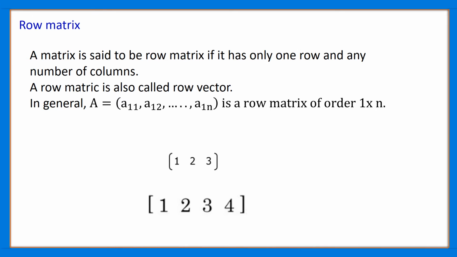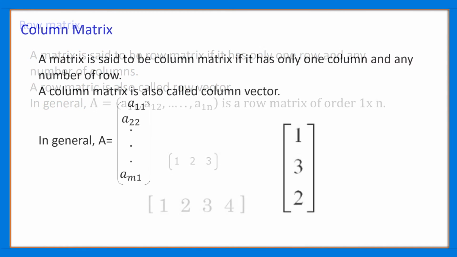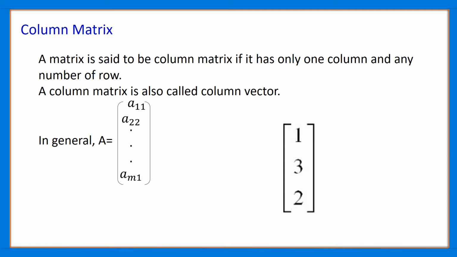The next type of matrix is the column matrix. Okay. A column matrix is nothing but a matrix that has only one column and any number of rows. Similar to the row matrix, a column matrix can also be known as a column vector.